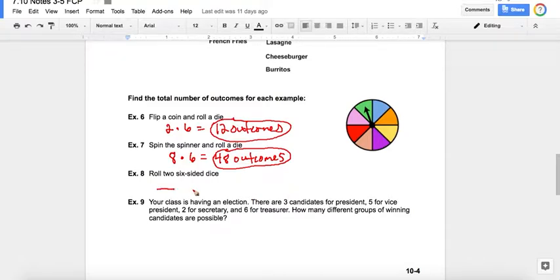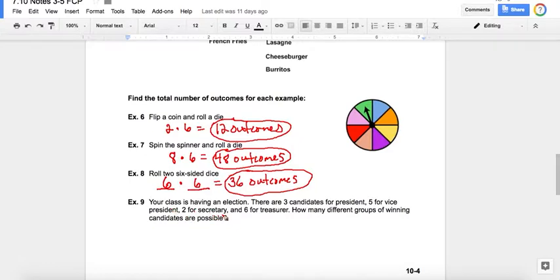Okay, now it says roll 2 6-sided die. So we're rolling 2 6-sided die, so I need 2 blanks here. And how many sides are on a die? That's correct, there's 6. So we're going to do 6 times 6. And what's 6 times 6? 36 outcomes. Okay, and circle your final answer.